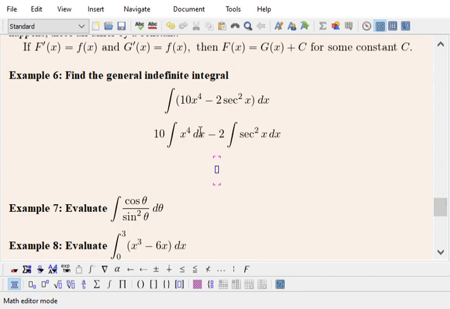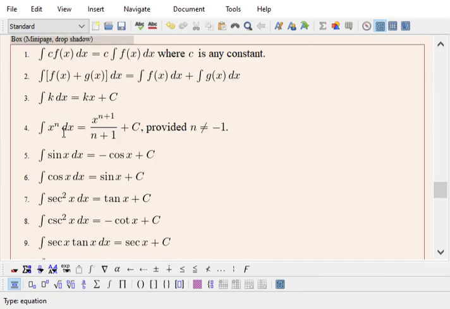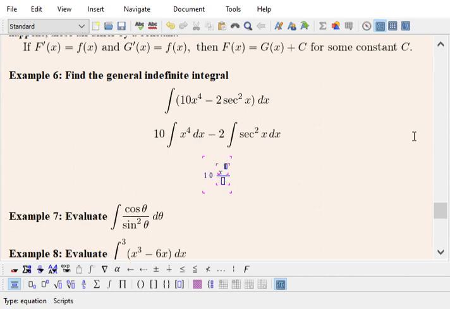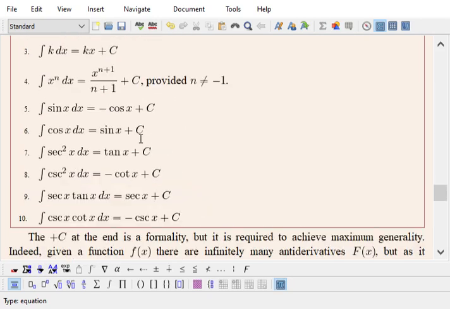Now, what's the antiderivative of x to the fourth? Well, that's just going to be the power rule. So add 1 to the exponent and then divide by it. So there's that 10 still hanging out there. So x to the power 5 over 5 minus 2. Now, what is the antiderivative of secant squared? Well, the antiderivative of secant squared is tangent.